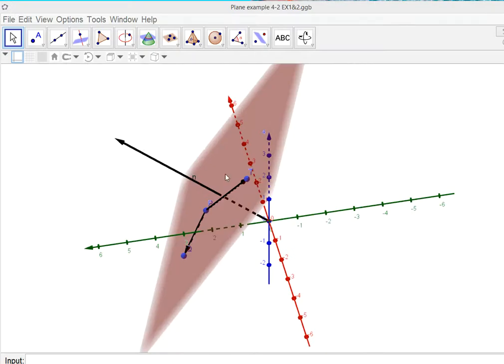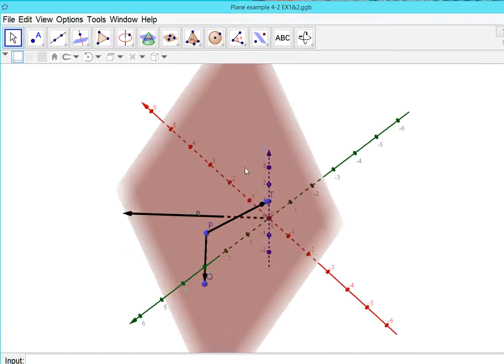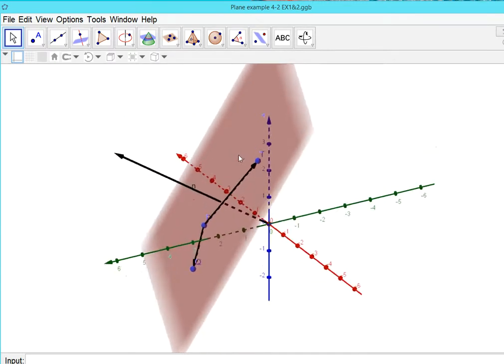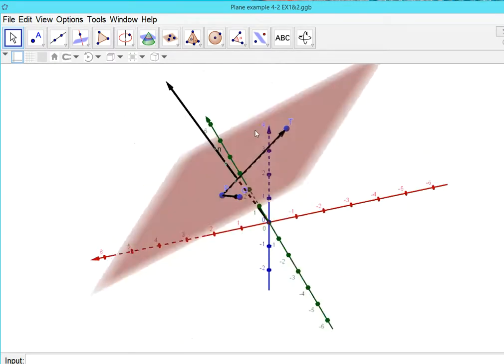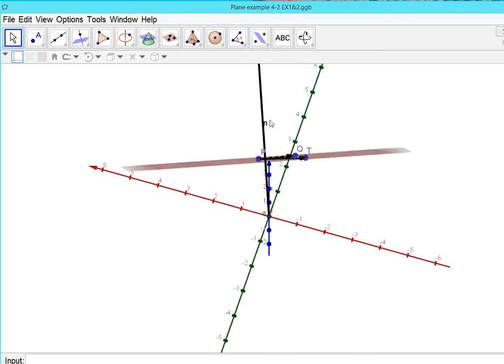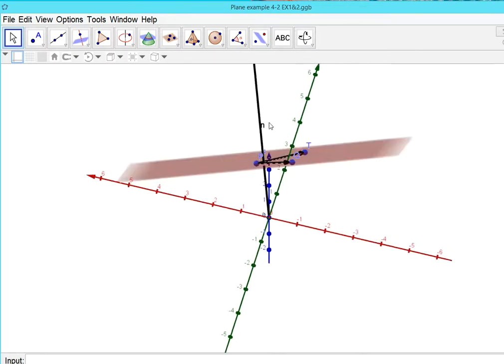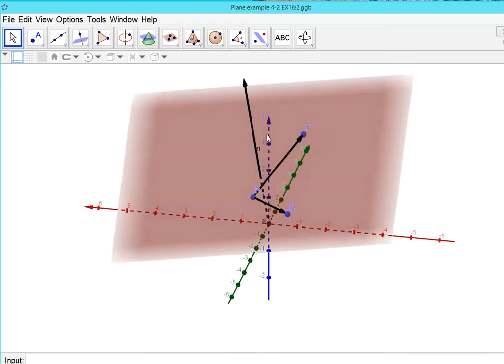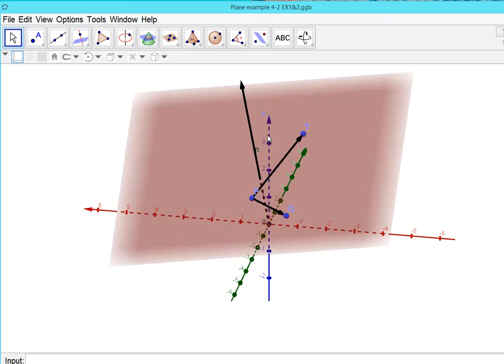Here you can see the plane with its normal vector and the points P, Q and T in the plane. So you can see clearly that n is perpendicular to that plane now, and that the direction vectors in the plane are going to be PQ and PT.